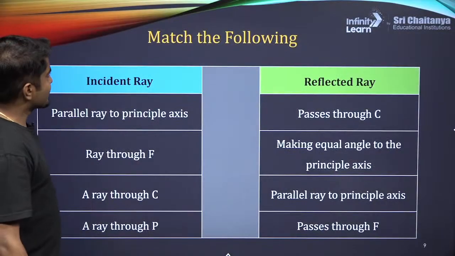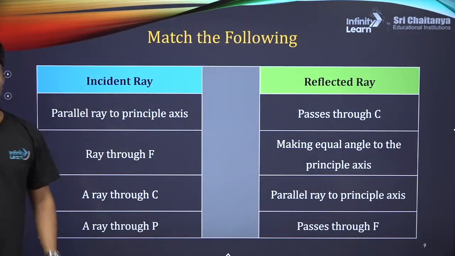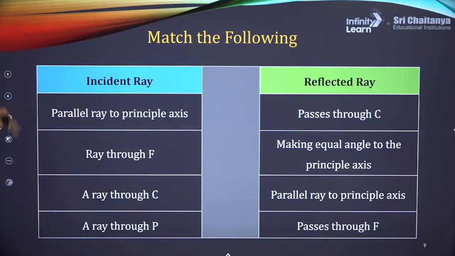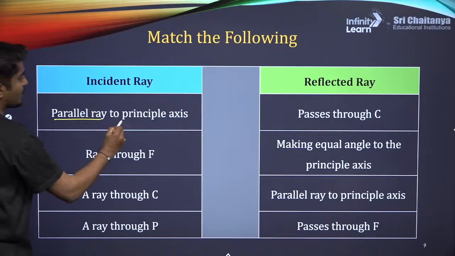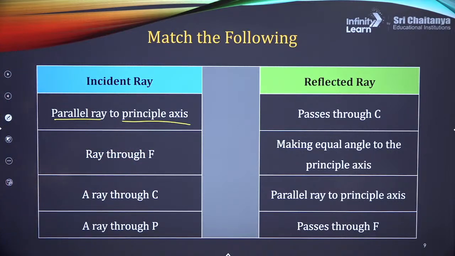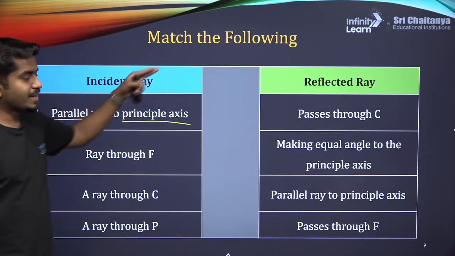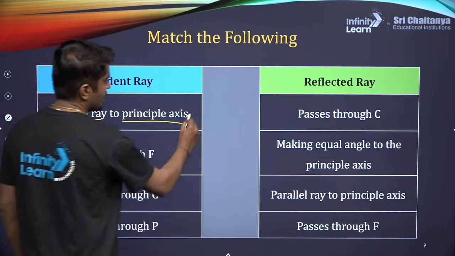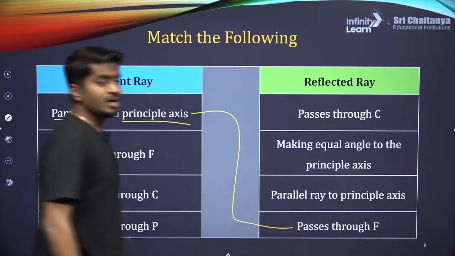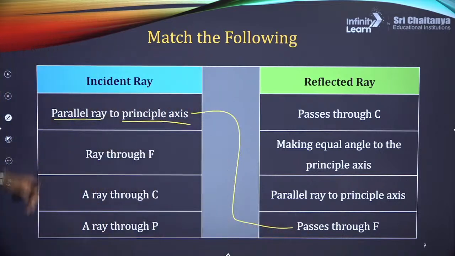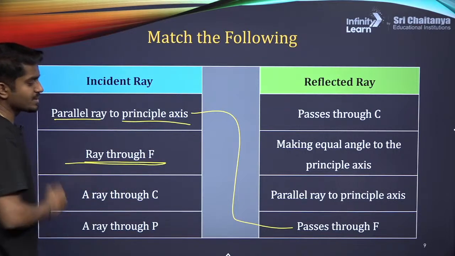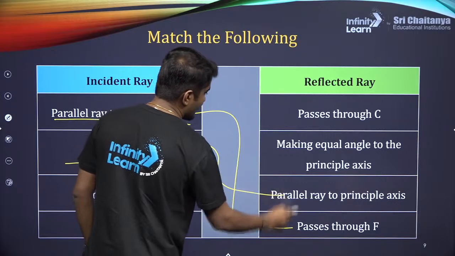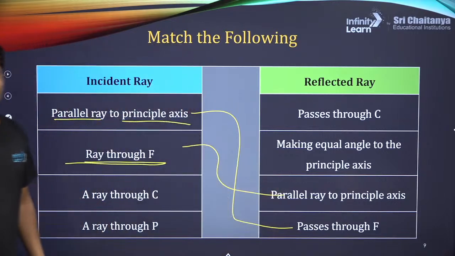Alright, so let's match the following. Can you match these? Here, the incident ray is parallel to the principal axis. If the incident ray is parallel to the principal axis, what will happen to the reflected ray? It will pass through the focus. Then the incident ray is passing through the focus. What will happen to the reflected ray? It will be parallel to the principal axis.